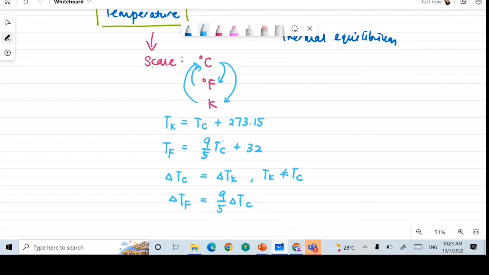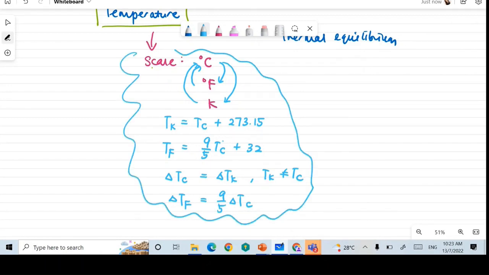So basically you just need to remember these few expressions to get the change of temperature or convert from one scale to another. Look here, there's no direct conversion from degrees Fahrenheit to Kelvin. So what you need to do is convert to Celsius, then go to Kelvin.